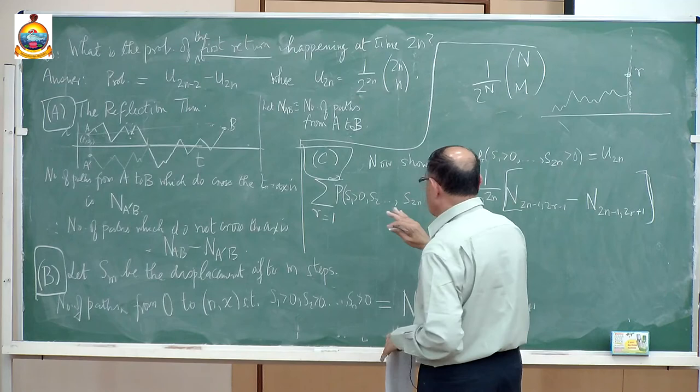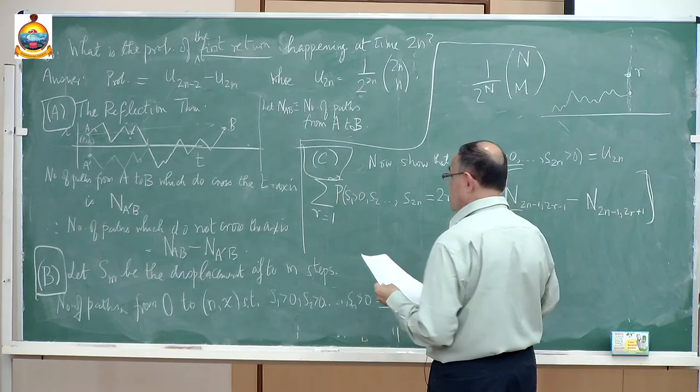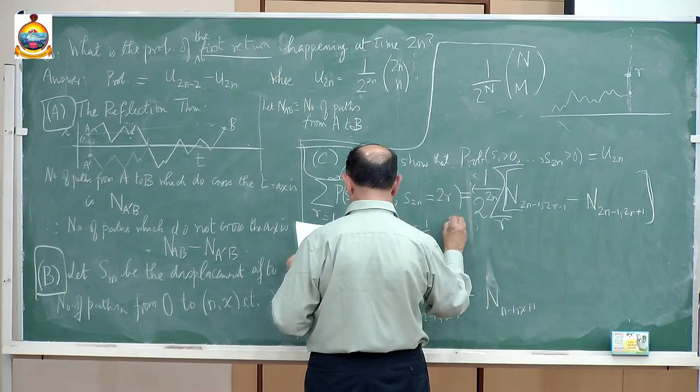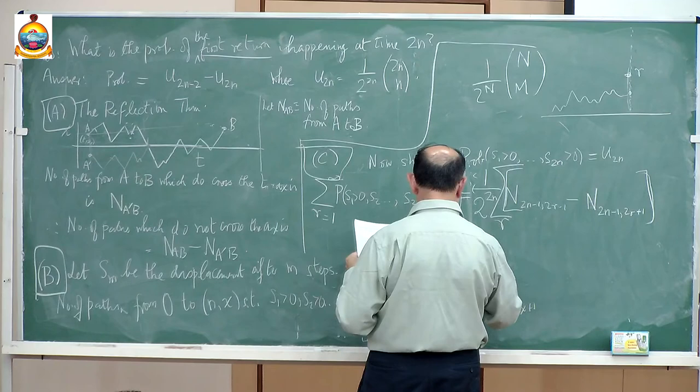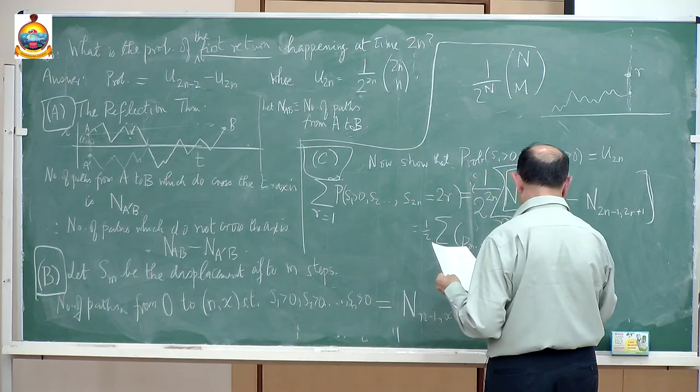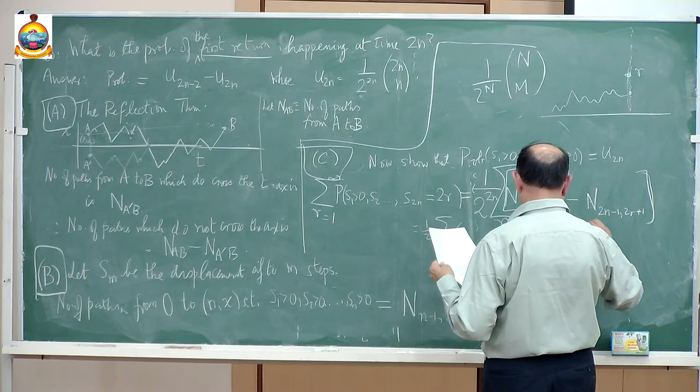But I have a sum over R. So this is equal to half times the sum over R of P of 2n minus 1, 2r minus 1, minus P of, so in other words, I'm taking this divided by this and calling it P. It's a minor notational change. Yeah, this is it. But now see what happens.